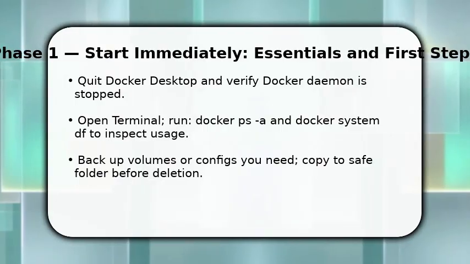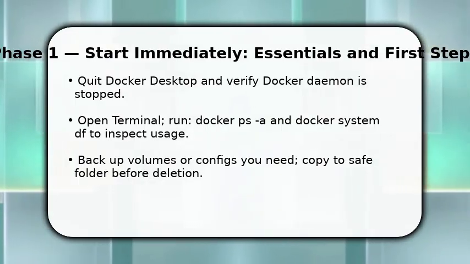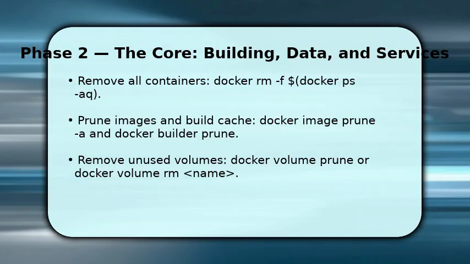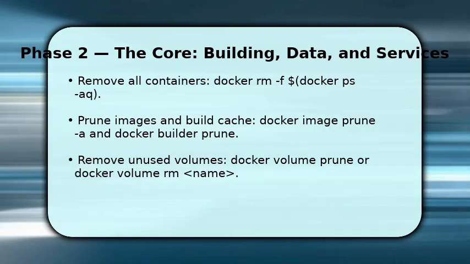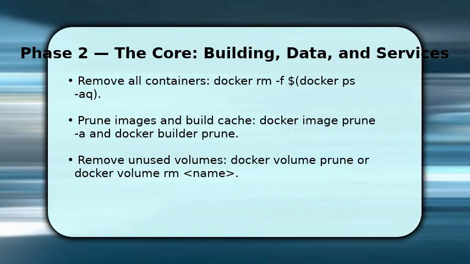Start by forcing container removal with docker rm $(docker ps -aq), so no stopped container remains. This frees references. Then run docker image prune to drop unused images, and docker builder prune to clear build cache. These reclaim most disk space. Finally, remove volumes with docker volume prune or remove specific volumes by name.